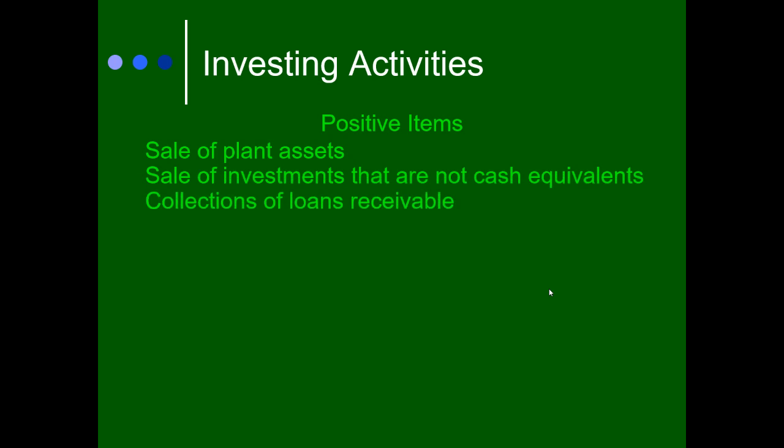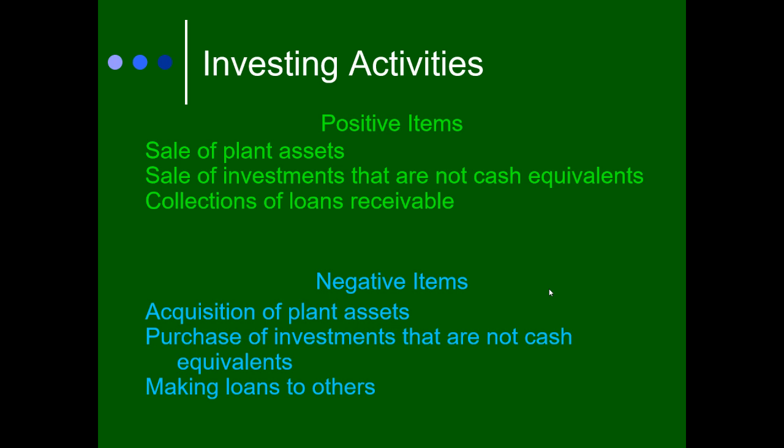In investing activities, it is better if you can memorize what is positive and what is negative. Positive means that you have to add, and negative is you have to less out, or minus or subtract. Positive items are sale of plant asset, so these are inflows, sale of investment that are not cash equivalents, so usually it's bonds, and collections of loans receivable. If you lend out money to debtors, they paid back the loans that you have given out to them. So collection of loans.